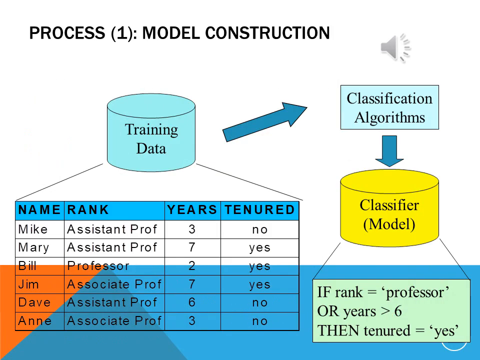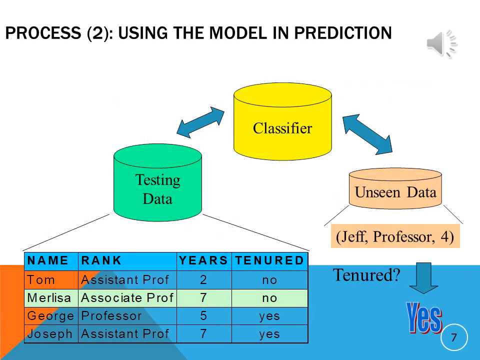Here's a simple example. We have a training dataset with attributes like rank and years. A classifier may learn a rule like, if rank is professor or years is greater than 6, then tenured equals yes. The classifier learns such rules from patterns in the data and uses them to predict future cases. Once the model is trained, we can use it for predictions. For example, given a new instance, Jeff, Professor, 4, the model will predict whether Jeff is tenured or not. The goal is to generalize well, performing accurately on data it has not seen before.